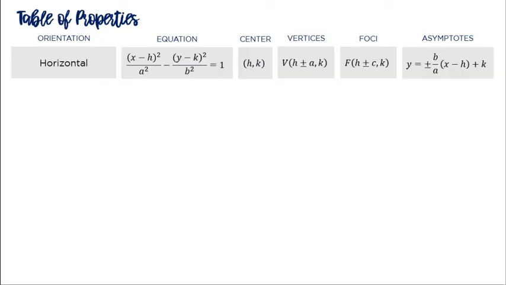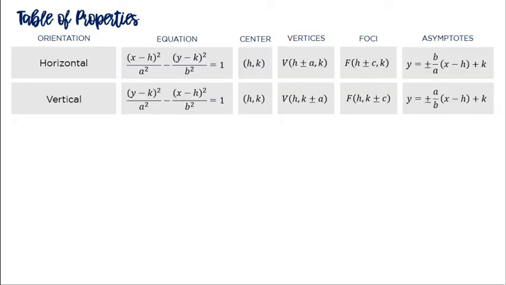Now let's have the properties of a hyperbola. So here you can see in the table the formulas in finding the properties of a hyperbola. So we have here the orientation, equation, center, vertices, foci, and asymptotes. So we have for horizontal and for vertical hyperbola. Okay, so here, when the hyperbola is horizontal, the vertices are (h plus minus a, k). So parang the same lang siya sa ellipse. Now, for the foci naman, we have (h plus minus c, k). So, the same pa rin siya sa ellipse.